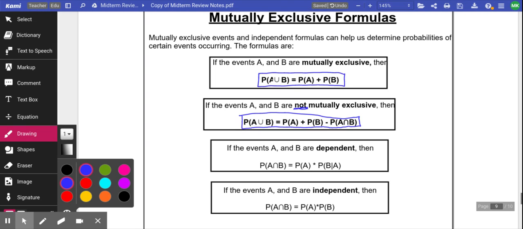The next one is our dependent formula. This is the probability of A and B equals the probability of A times, and then that symbol is new to us. The way we read that is the probability of B given A happened.